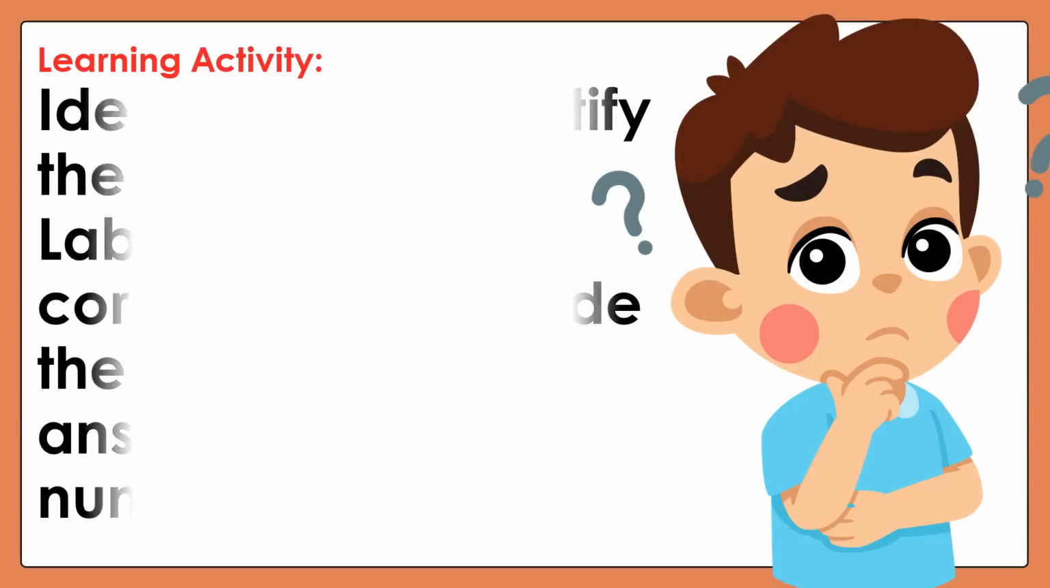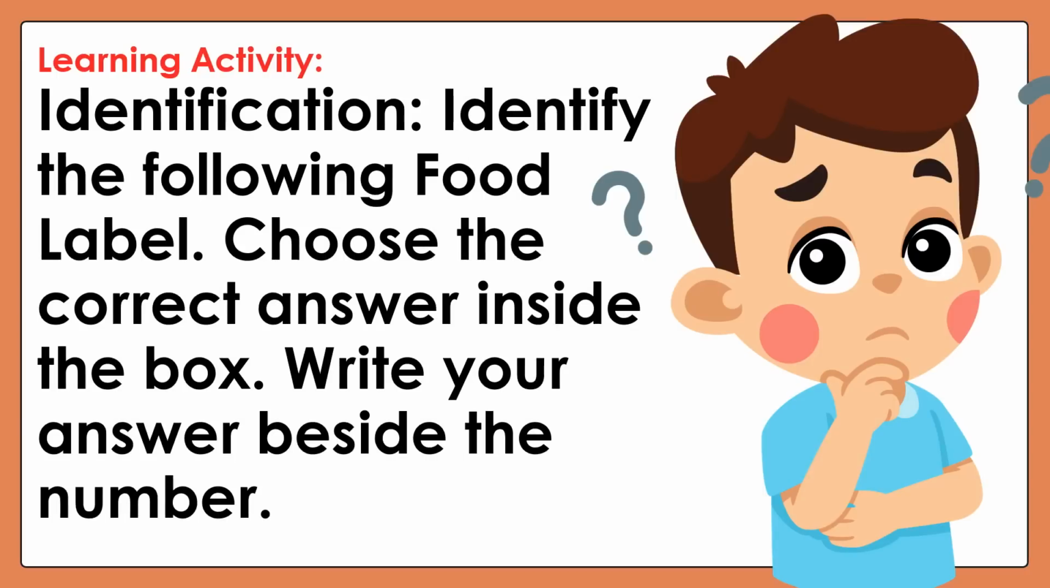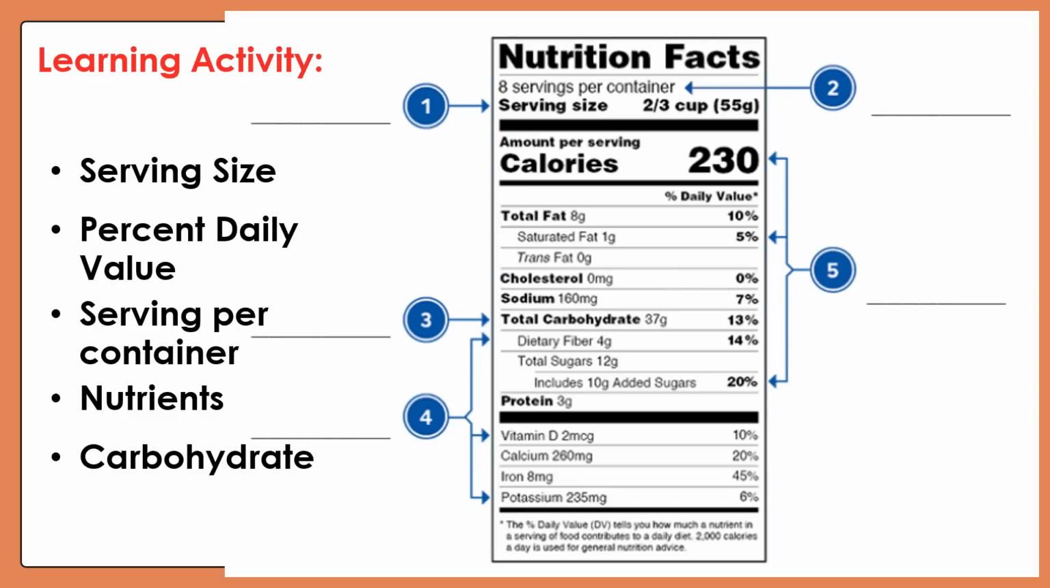Let's have a lesson activity. Identification. Identify the following food label. Choose the correct answer inside the box and write your answer beside the number. Here are the choices. Serving size, percent daily value, serving per container, nutrients, and carbohydrates.